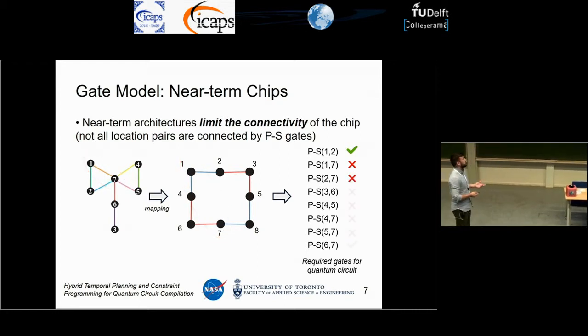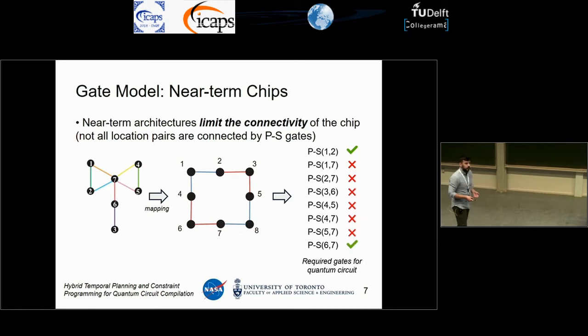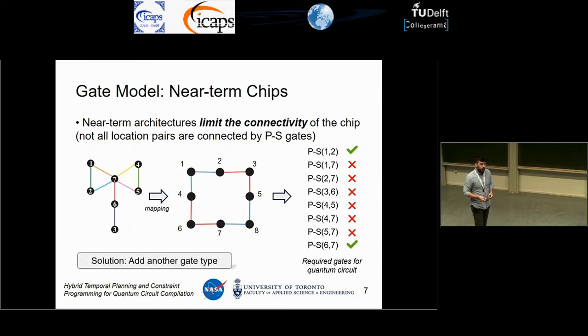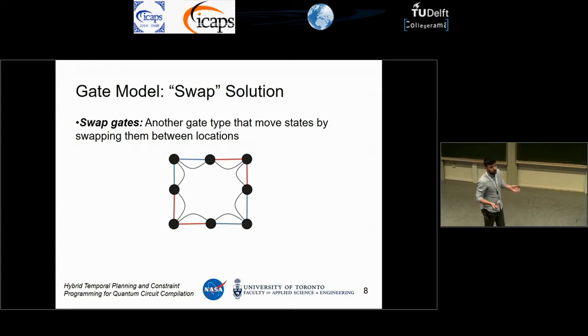So we can see we can't do 2 and 7. Most of them we can't do, so we can actually just do 2 of the PS gates out of the total amount here. So the solution in the quantum field is essentially they need to design another gate type. So now enter the swap gate.